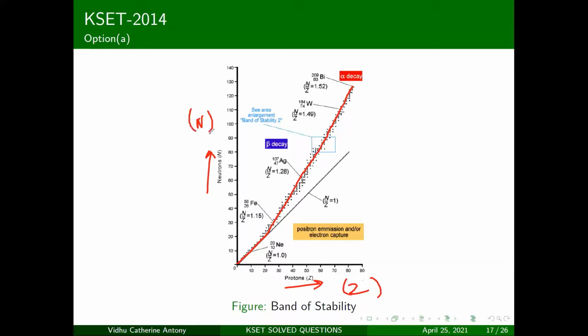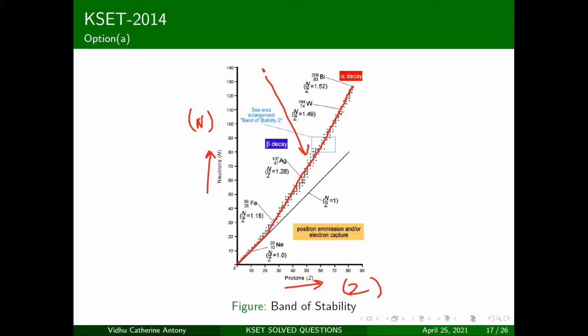And what it does is, if you look at something here, it has a larger number of neutrons and a smaller number of protons. So what it's going to do is take the neutrons that you have and start decaying, spitting them out, and try to reach this band of stability.